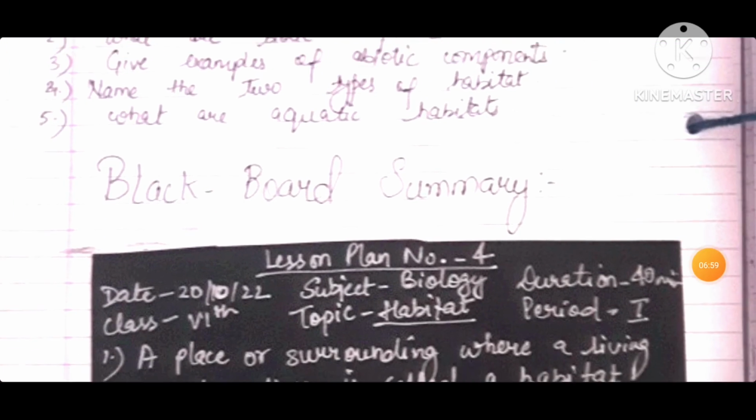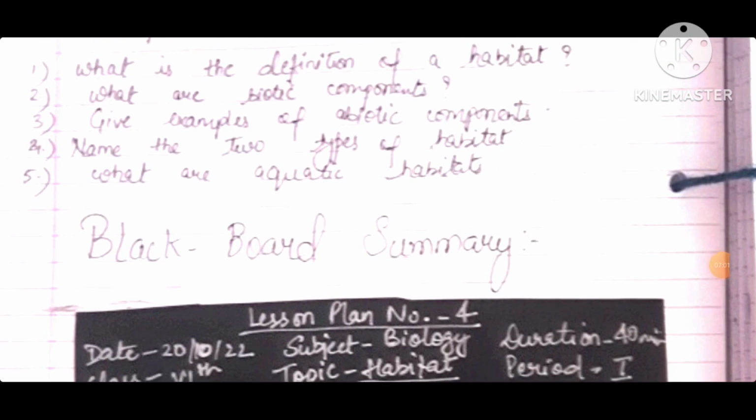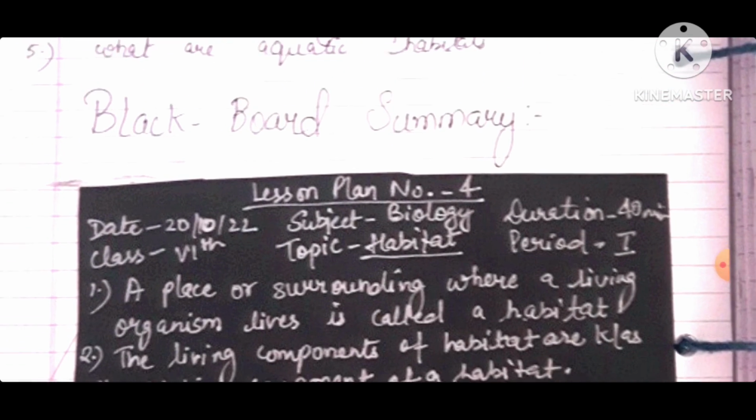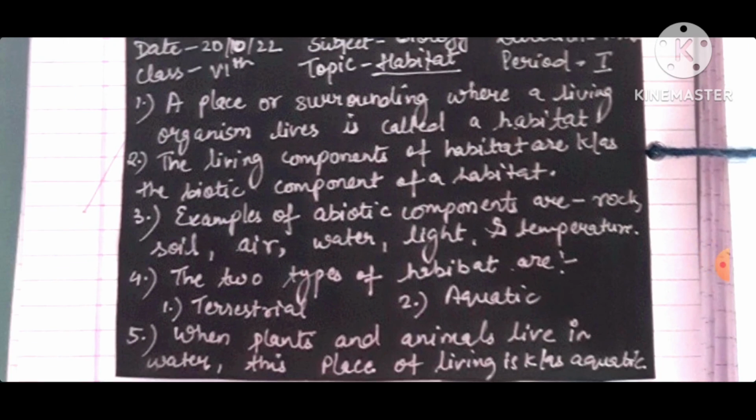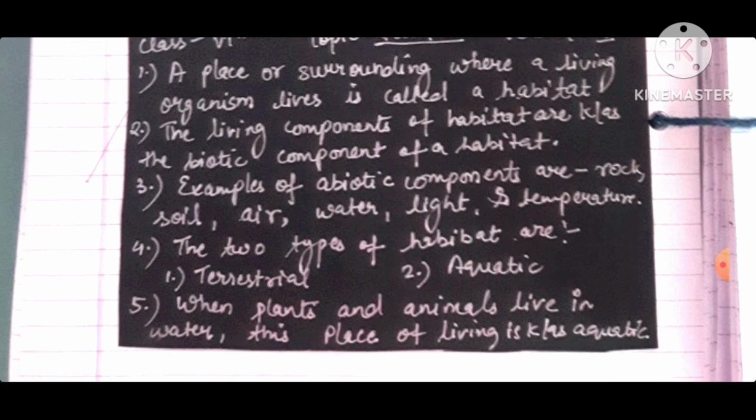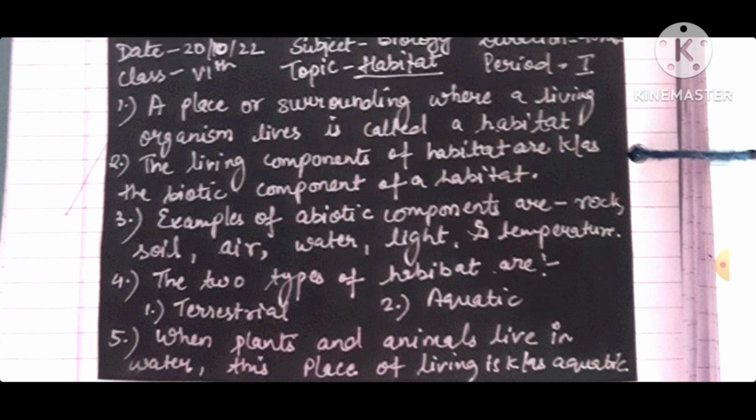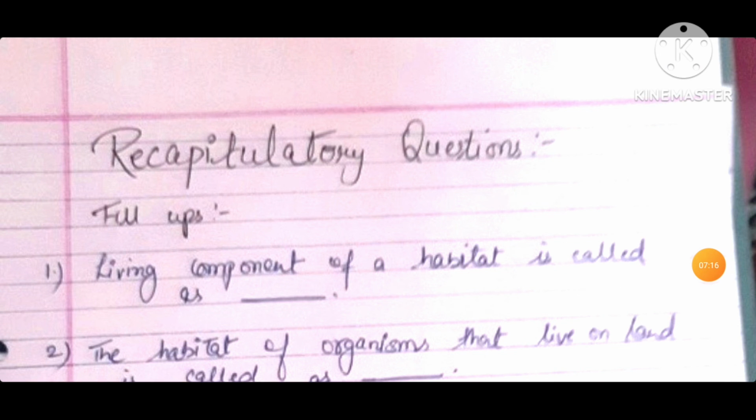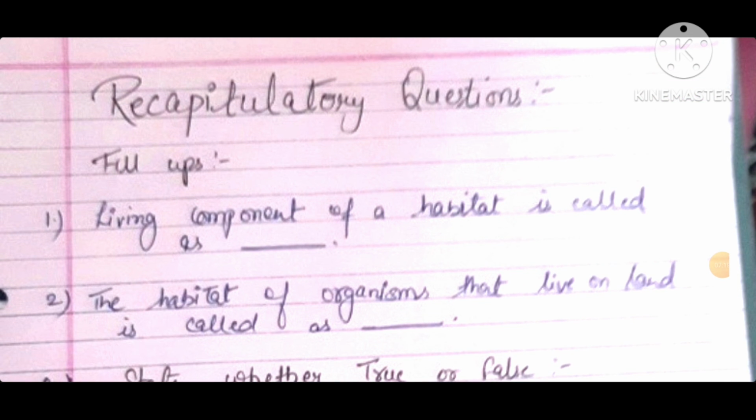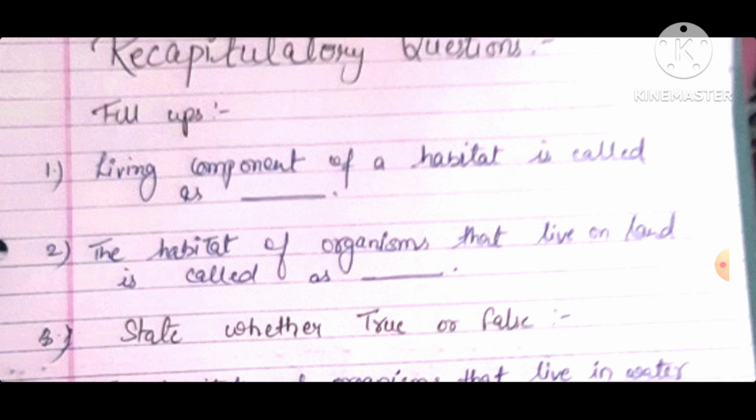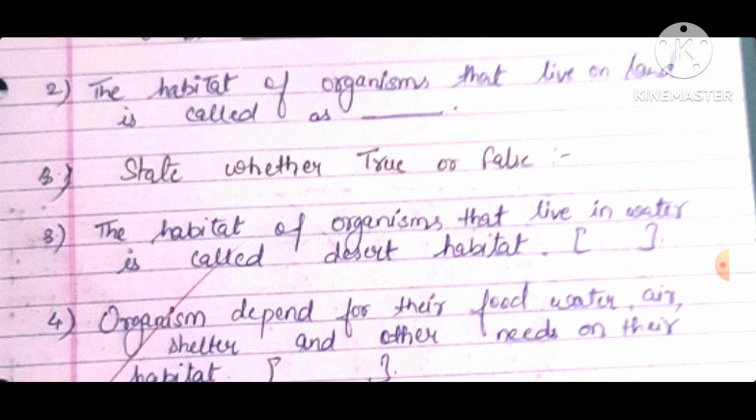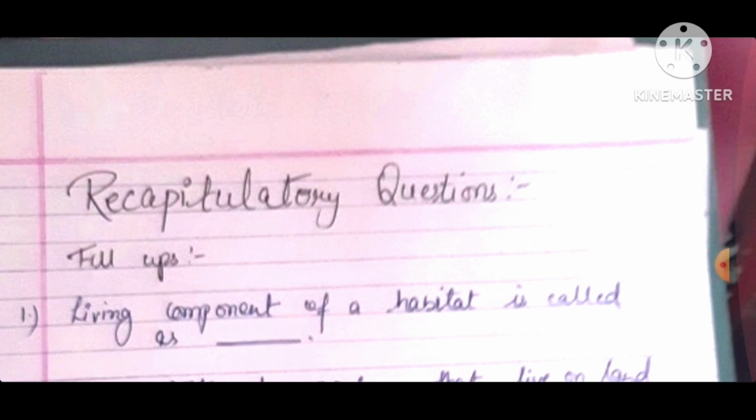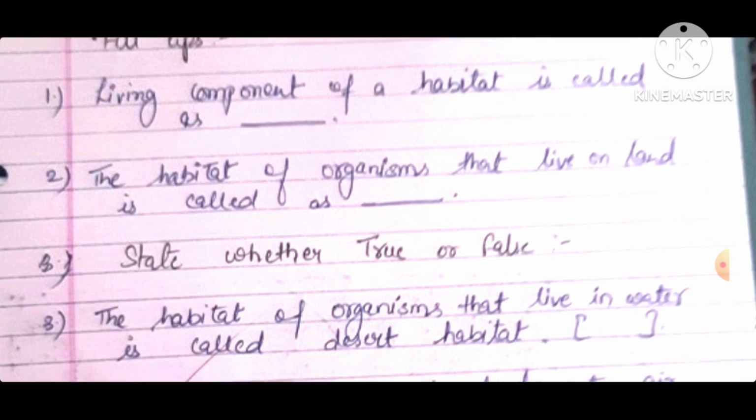After that, in the blackboard summary you have to write down all the answers of these 5 questions from the comprehension part, and you have to write it in the form of a blackboard summary on a black chart paper. So these are the answers. Then you have to write the heading recapitulatory questions. In this you have to write fill in the blanks or true false. You have to write 5 questions. You can choose whether you want to write fill in the blanks or true or false. It's up to you. So these are the 5 questions that I have written for the habitat topic.